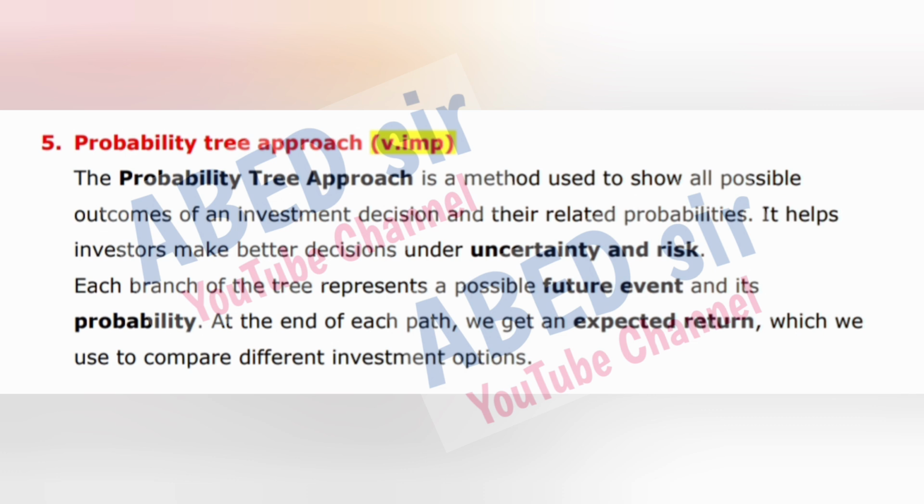It helps investors make better decisions under uncertainty and risk. Each branch of the tree represents a possible future event and its probability. At the end of each path, we get an expected return, which we use to compare different investment options.